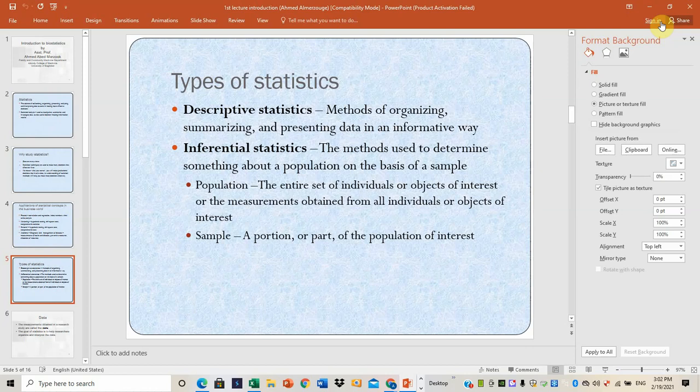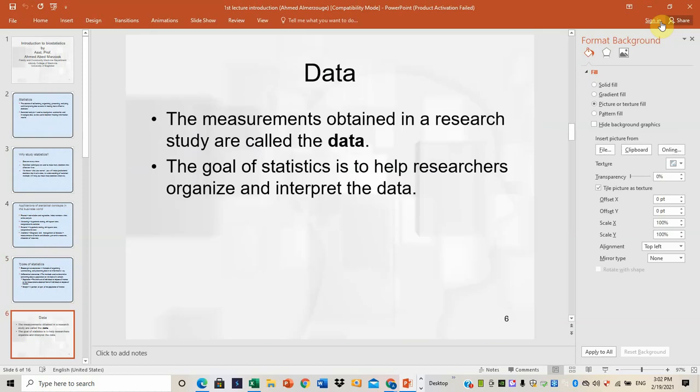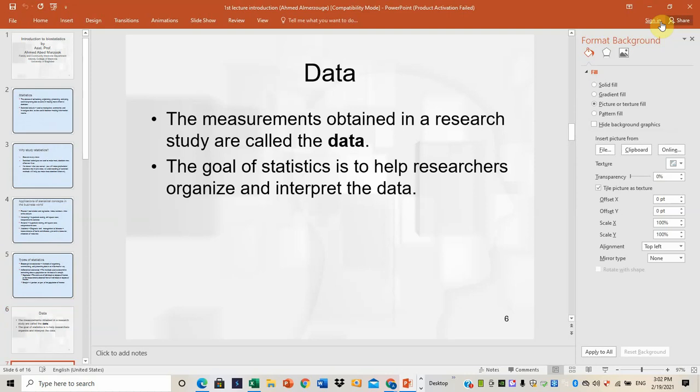Population is the entire set of individuals or objects of interest, or the measurements obtained from all individuals or objects of interest. Sample is a portion or a part of the population of interest. Data is the measurement obtained in a research. The goal of statistics is to help researchers organize and interpret data.